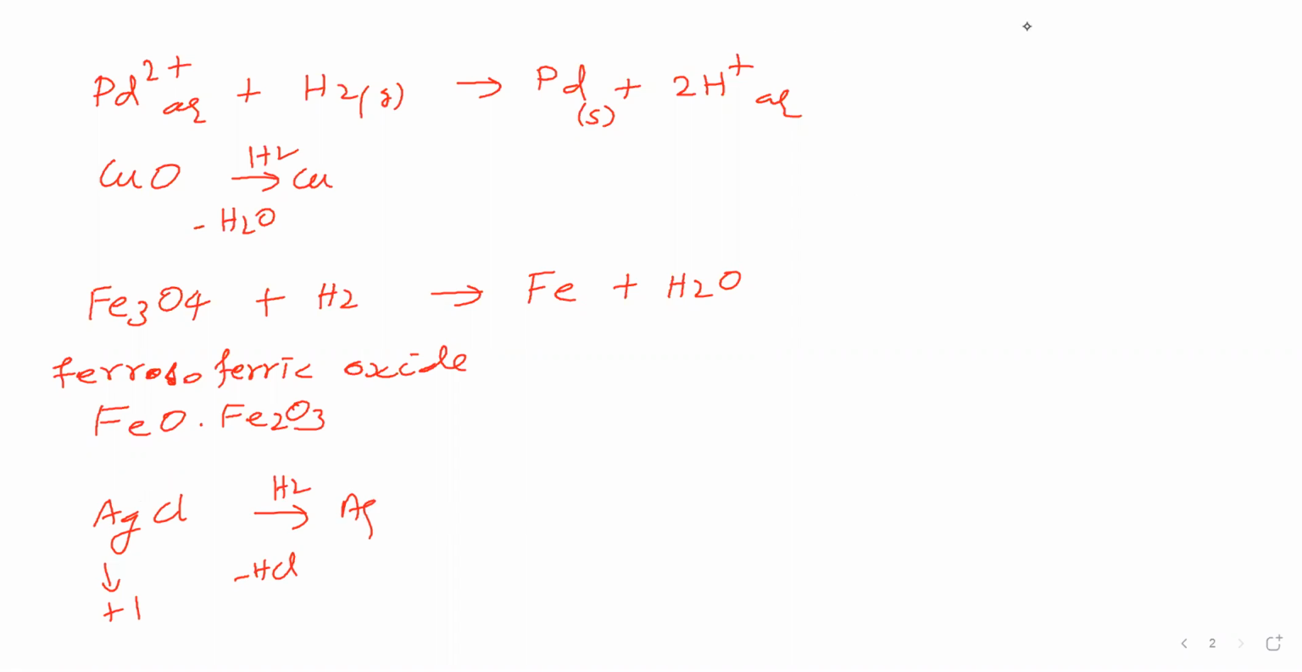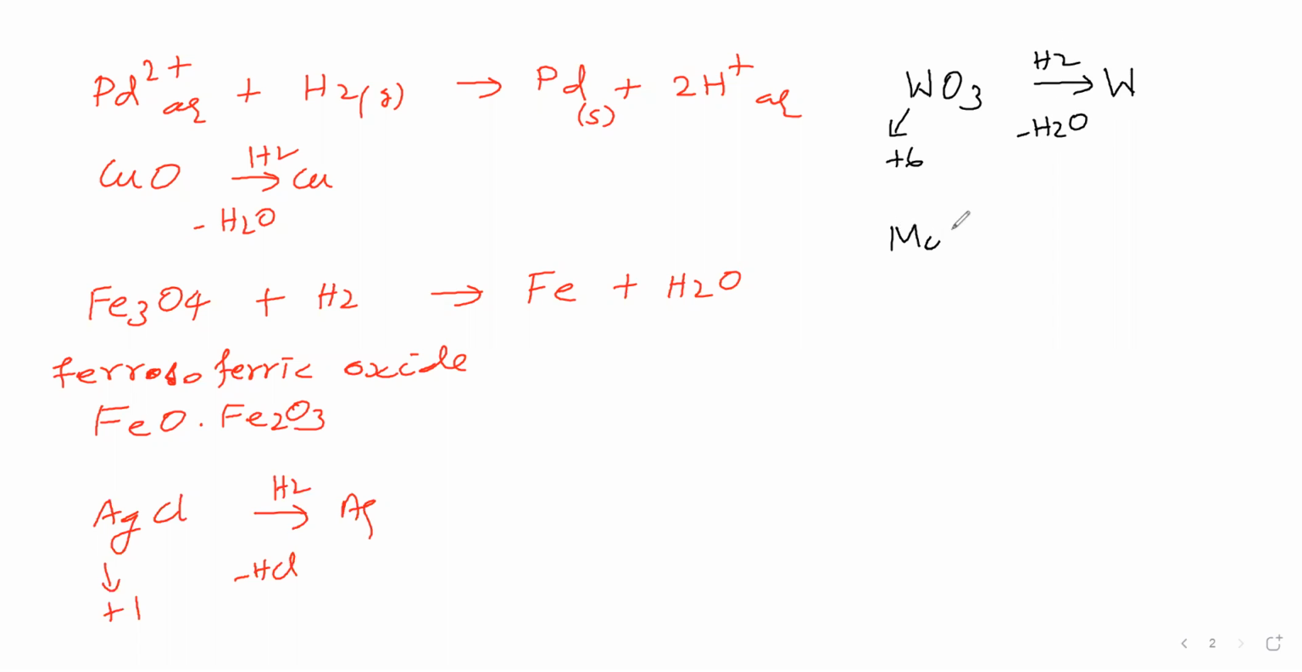Next we will take tungsten trioxide. Tungsten trioxide becomes tungsten. Tungsten oxidation number is +6. It is becoming 0 here. Now hydrogen gas we are passing. Hydrogen gas takes oxygen and becomes water, we can say.